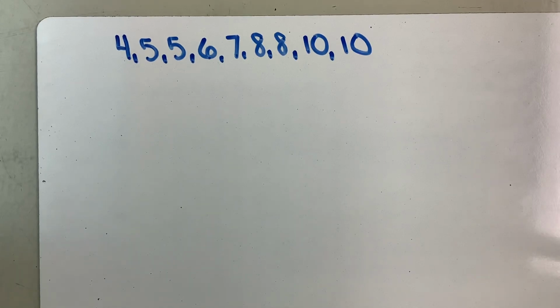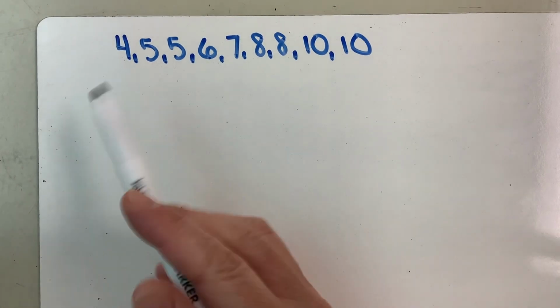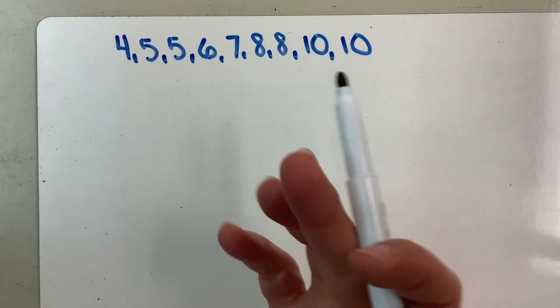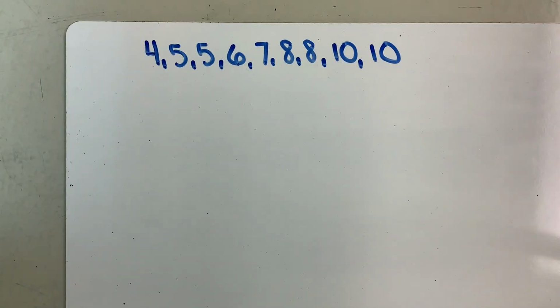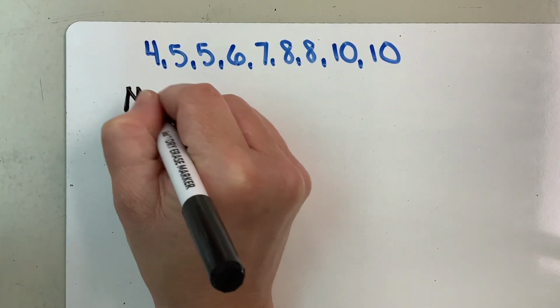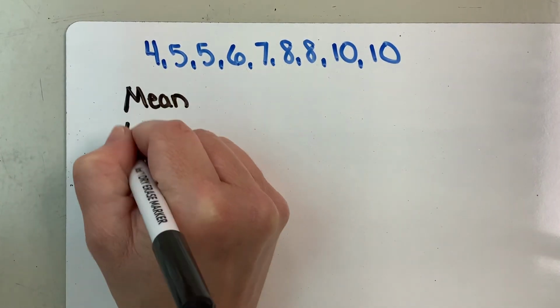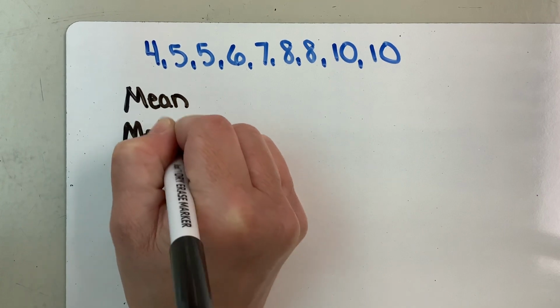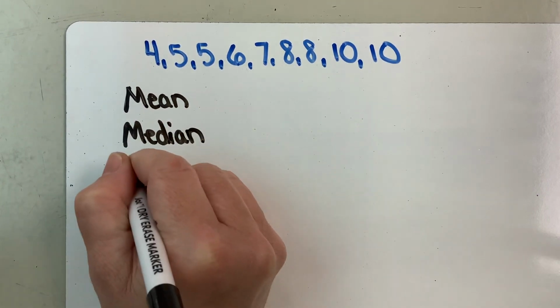Alrighty, this is the second part of the topic. We're going to look at the measures of center and the measures of variability. So for the measures of center, I have a data set. They're in order, so I don't have to worry about that. But the measures of center are the mean, median, and the mode.